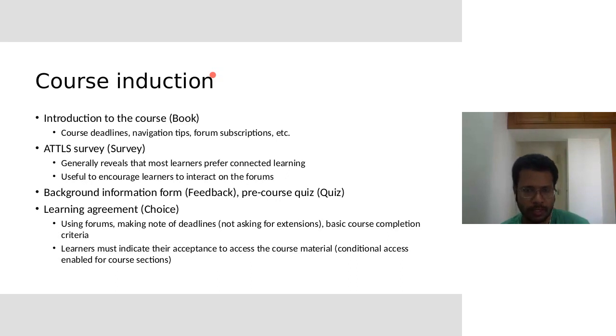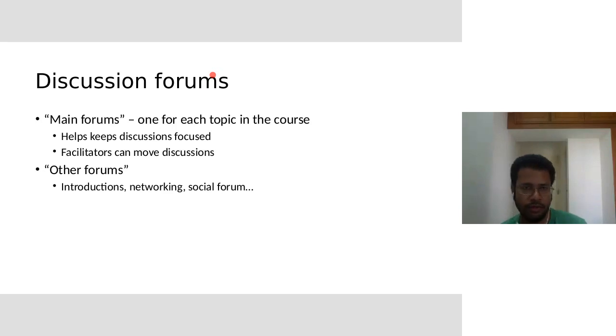I think this works, and as a result we also get to know how many people actually made a start on the course. For us, only those who have completed the material in the induction section are the course starters. So there's a clear number. We can look at the feedback, or the background information, or the pre-course quiz, or the learning agreement, so we know how many have actually done this bit. Those are the course starters. That's how the course begins. It's mandatory to agree to the learning agreement.